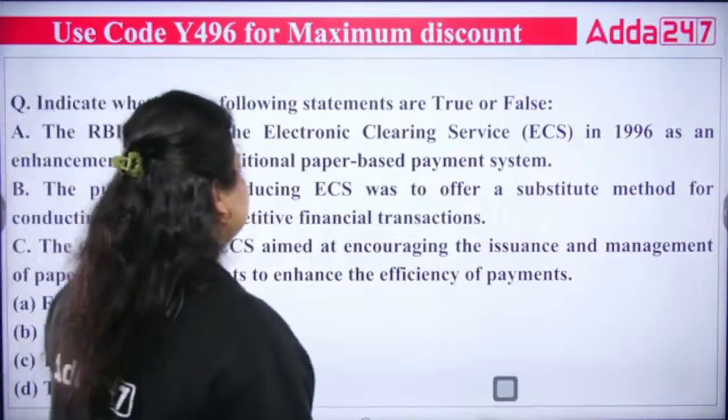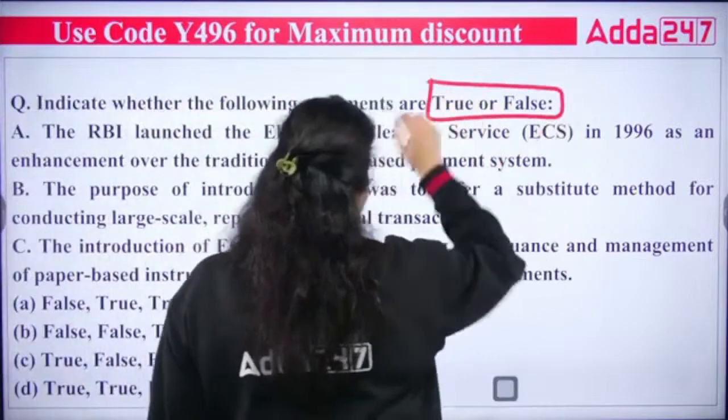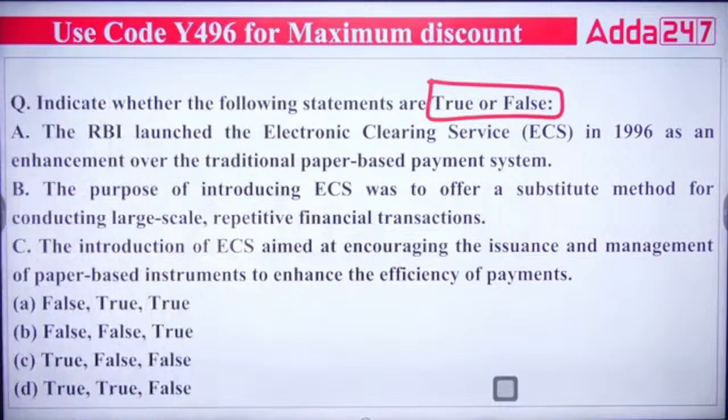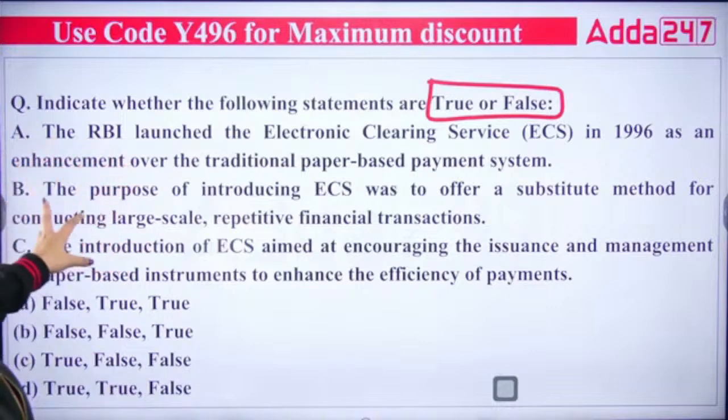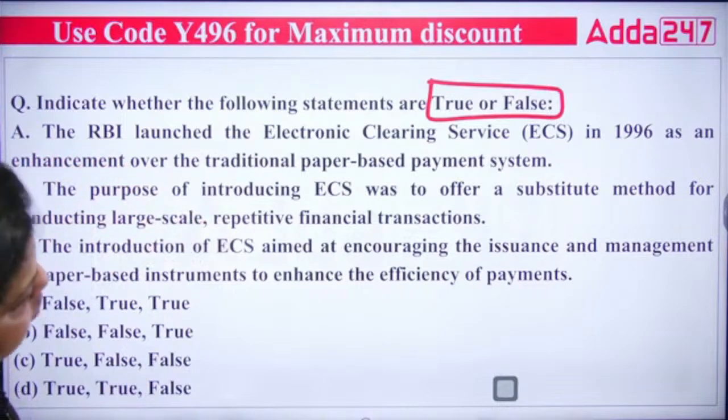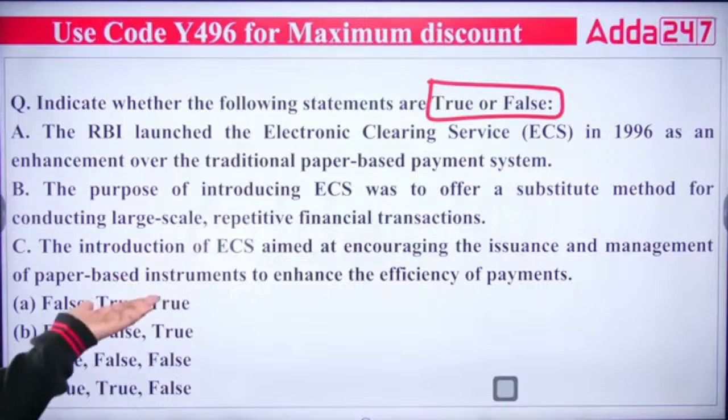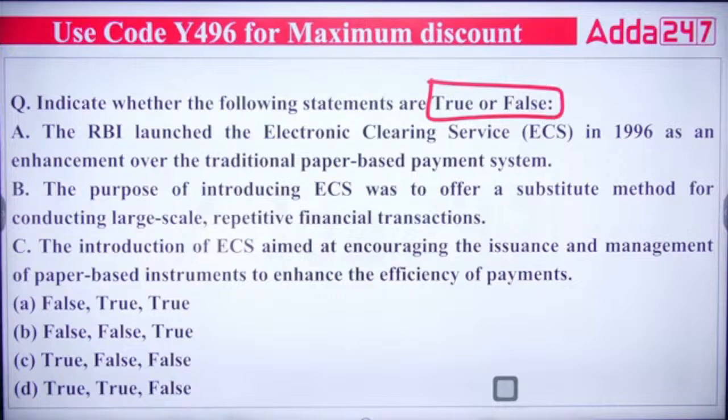Okay. Next, indicate whether the following statements are true or false. You have to answer whether the following statements are true or false. So RBI launched the electronic clearing system in 1996 as an enhancement over the traditional paper-based payment system like your cheque. Now the purpose of introducing ECS was to offer a substitute method for conducting large-scale repetitive financial transactions. Third, the introduction of ECS aimed at encouraging the issuance and management of paper-based instruments to enhance the efficiency of payments. Okay, so you have to answer which of the following statements is true or false.